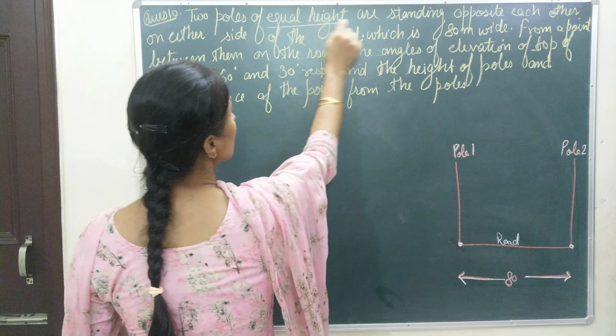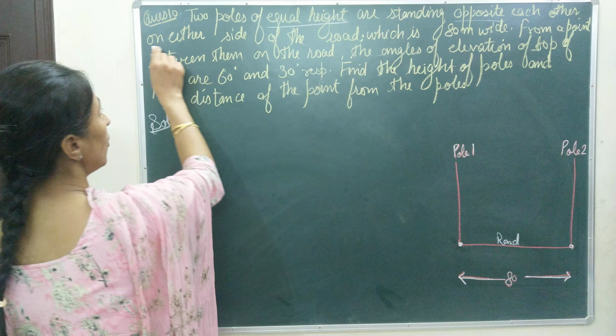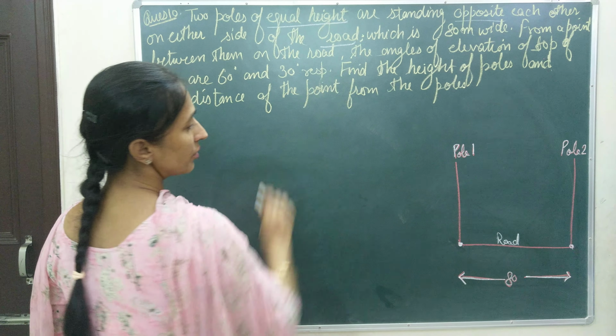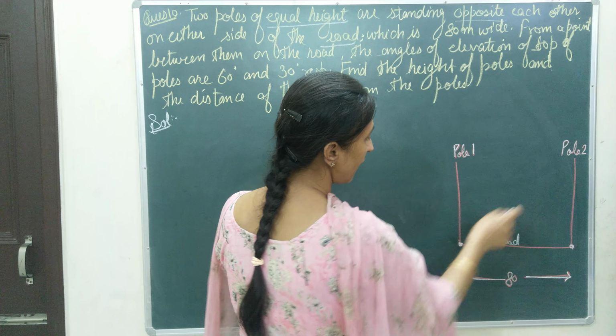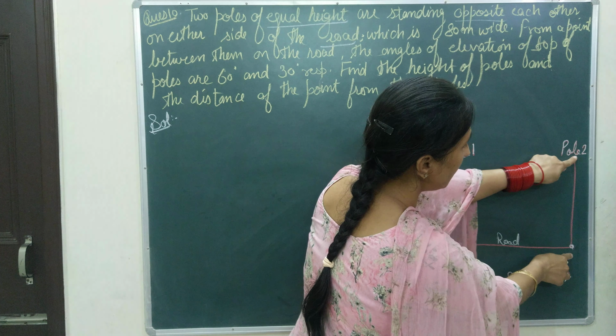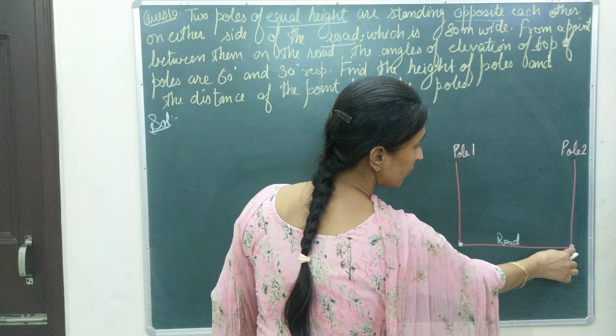Two poles of equal height are standing opposite to each other on either side of the road. One road is there and two poles which are having equal height. Pole 1 is of the same height as pole 2. They are standing on either side of the road.